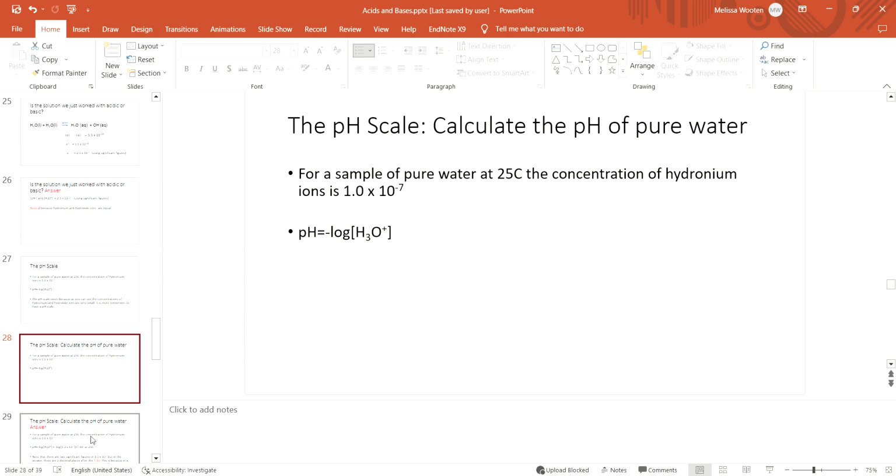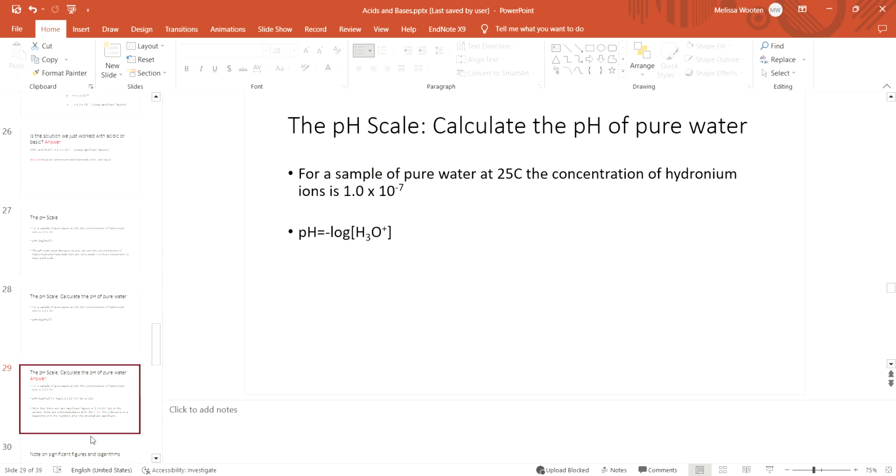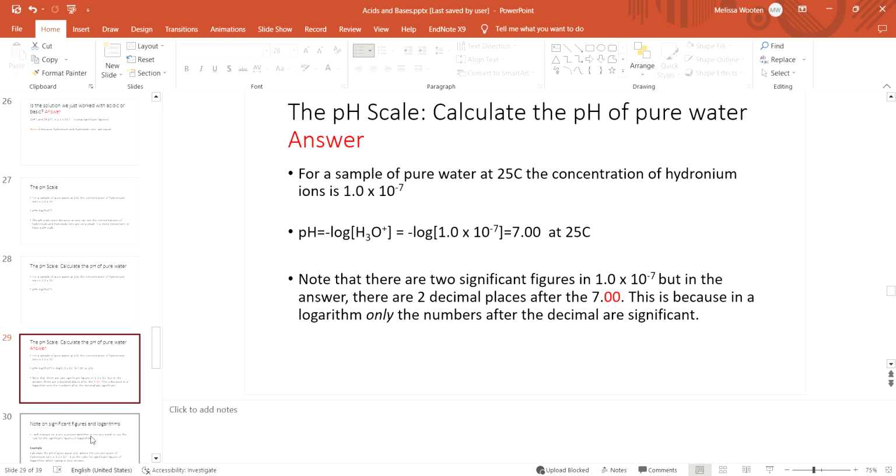So let's take a moment and calculate the concentration, calculate the pH of pure water. So take a moment and try it. Alright, I am assuming that you have tried it. And you will take the negative log of that number, so you'll need your calculator. And you should get 7.